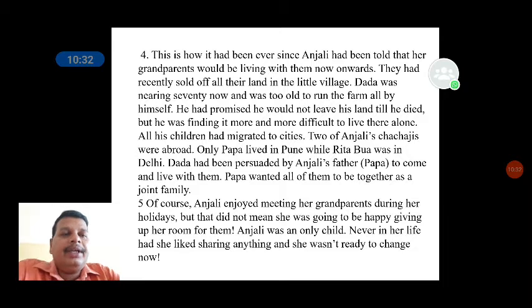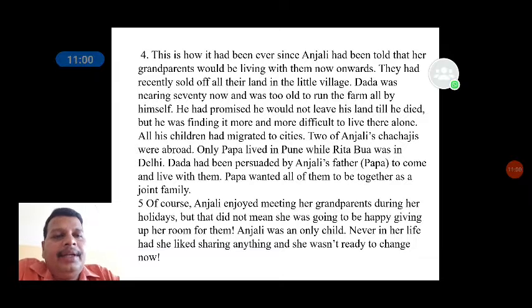Anjali's father lived in Pune, while Rita Bua was in Delhi. Here Bua means the father's younger sister. The father's sister is called Bua. Her name is Rita. Father's sister we call Atte in Kannada, but in English we call aunt. Anjali's aunt Rita was in Delhi.